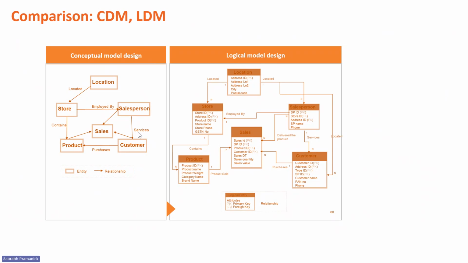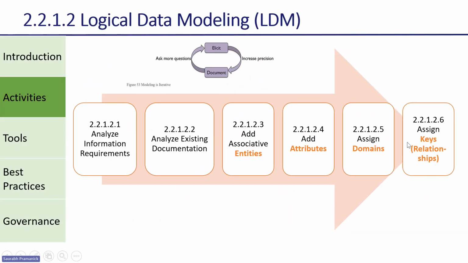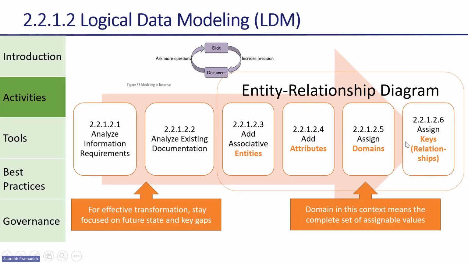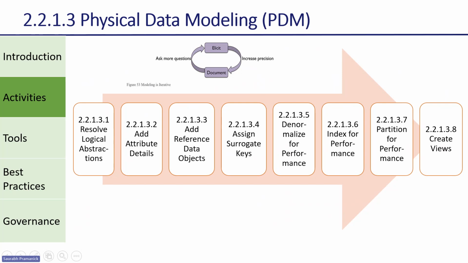And then the last stage is your physical data model. In your physical data model, you start creating the physical design. Here you resolve all the logical abstractions. In physicalization, you also identify the database or data store where you want to create a physical design. You want to translate the logical design into some physical form.